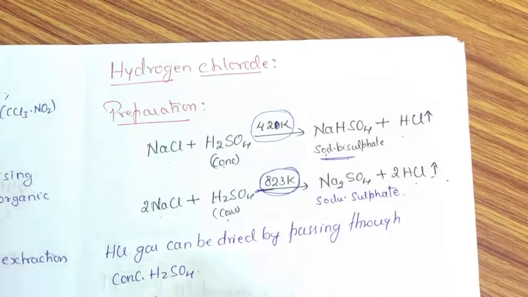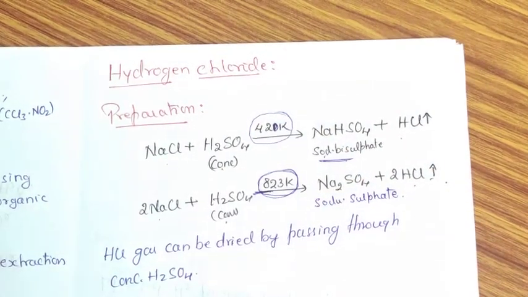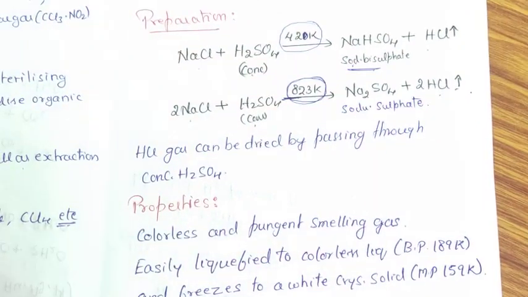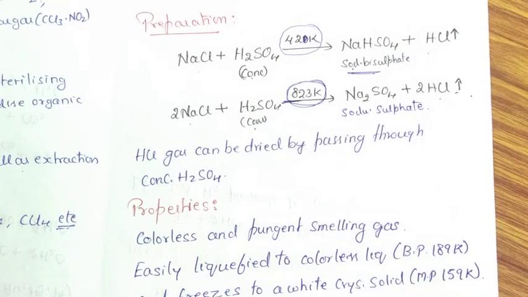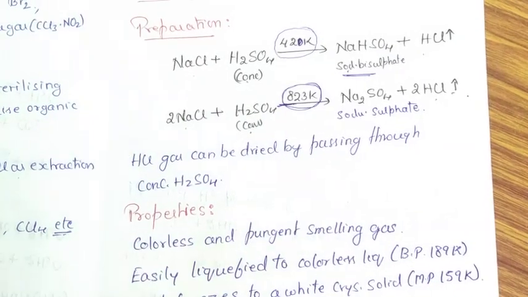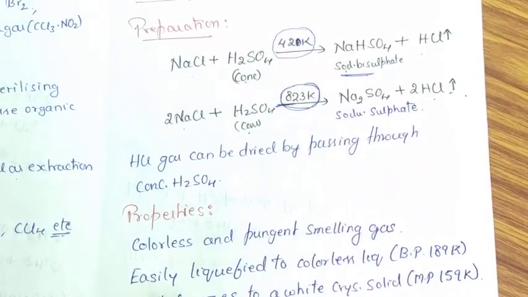So make sure that you memorize the conditions. The HCl gas which is obtained during this method is dried by passing through concentrated sulfuric acid because it contains a trace amount of moisture.